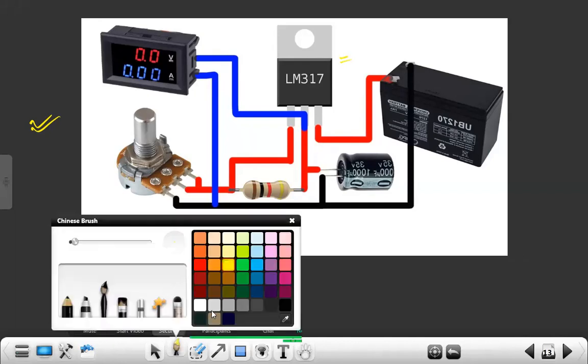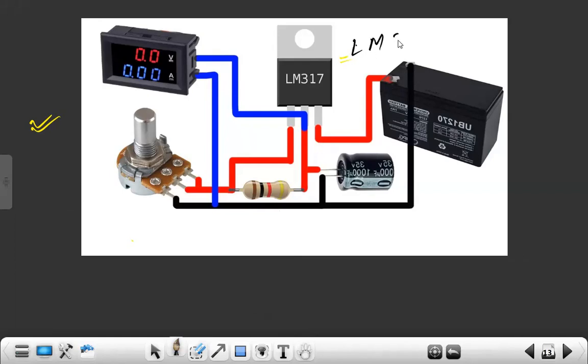There is a transistor, the LM317, and this is a positive voltage regulator IC, a regulator transistor. Now we have a DC source over here.